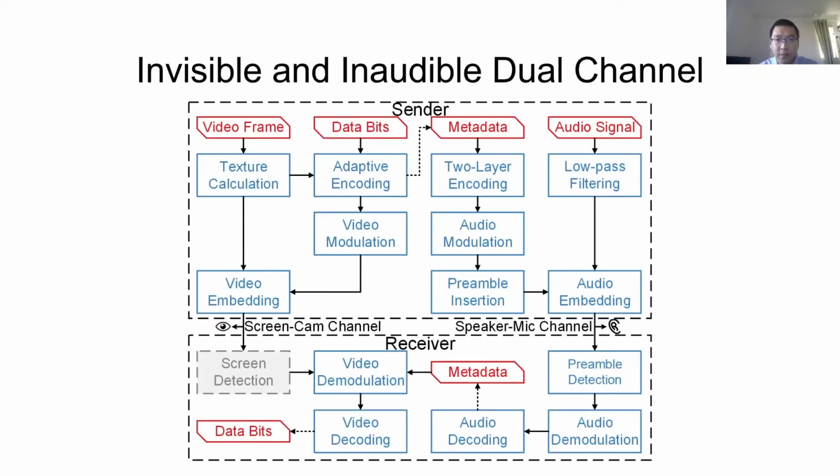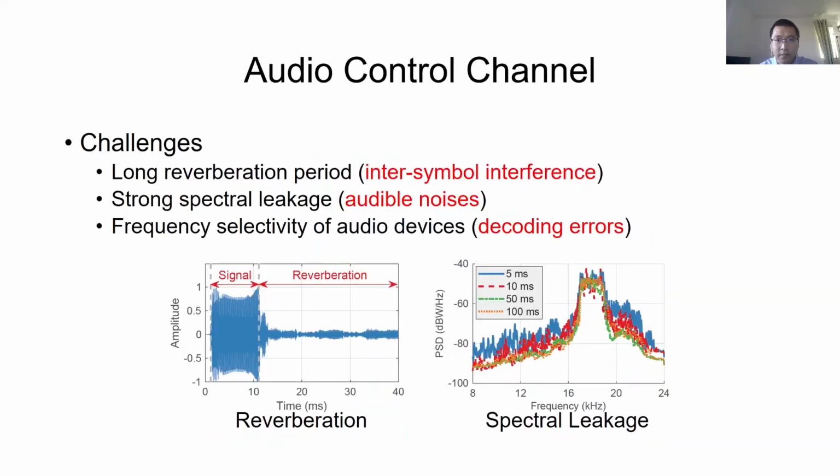Second, AIRCODE splits data and metadata and explores the screen-camera channel to convey data, while using the speaker-microphone channel to convey metadata. To robustly transmit metadata via audio signals, we have to overcome several challenges of the audio channel, including long reverberation period, which causes inter-symbol interference, strong spectral leakage, which may be audible to human ears, and the frequency selectivity of audio devices, which leads to decoding errors if not properly equalized.